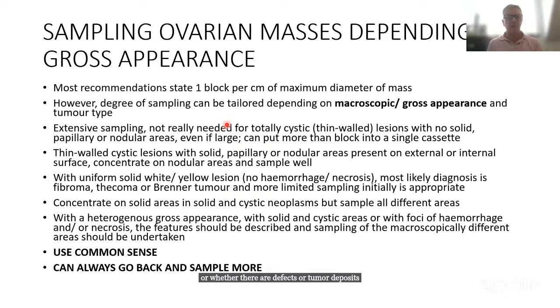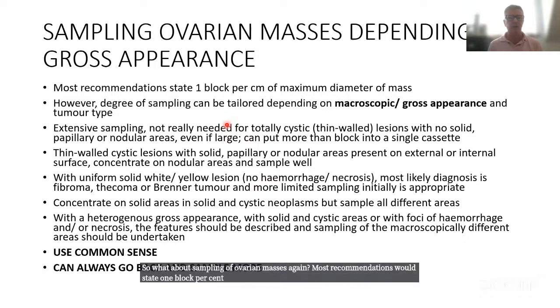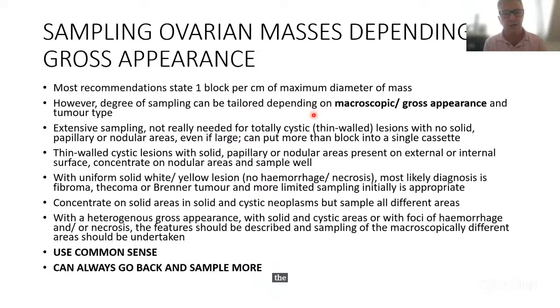So what about sampling of ovarian masses? Again, most recommendations would state 1 block per centimeter of maximum diameter of the mass, but I would actually say the degree of sampling can be tailored depending on the gross appearance and also the tumor type. Now, of course, the tumor type you may not know when you're dissecting this, but we can also go back and sample more.